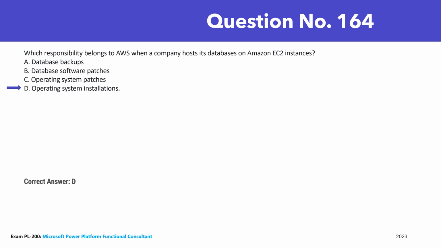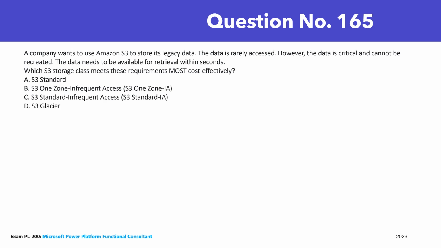A company wants to use Amazon S3 to store its legacy data. The data is rarely accessed. However, the data is critical and cannot be recreated. The data needs to be available for retrieval within seconds. Which S3 storage class meets these requirements most cost-effectively? A. S3 Standard. B. S3 One Zone-Infrequent Access, S3 One Zone-IA. C. S3 Standard-Infrequent Access, S3 Standard-IA. D. S3 Glacier. Correct answer, A.